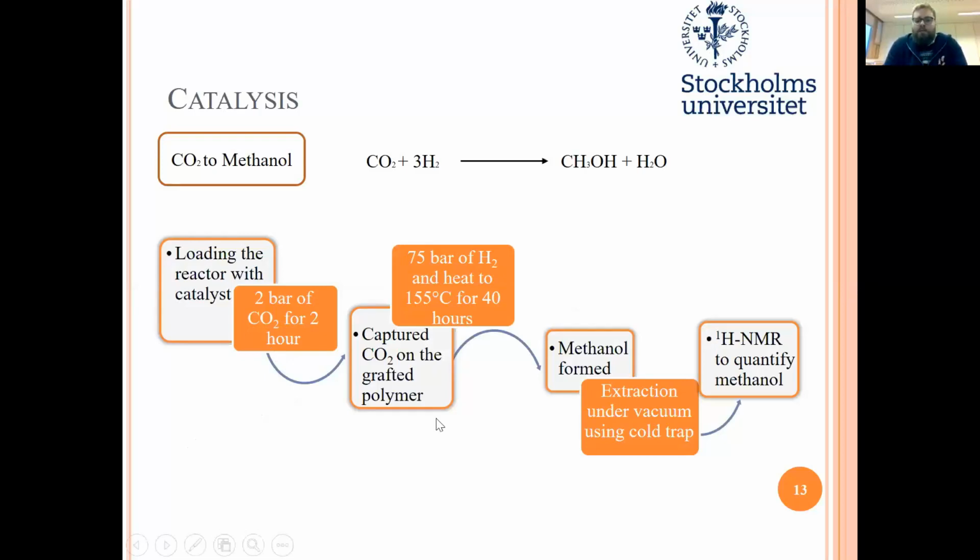And then after this saturation is finished, we insert hydrogen into the system, and we heat it up to 155 degrees for 40 hours, so we get as much conversion as possible. In this time, the ruthenium active sites will allow the hydrogenation of this captured CO2 with the hydrogen that we insert into methanol. After the reaction is finished, we extract, using a vacuum pump as a suction, the methanol that is formed from the reactor, and to quantify and see if we actually did form any methanol, we're using liquid state proton NMR.